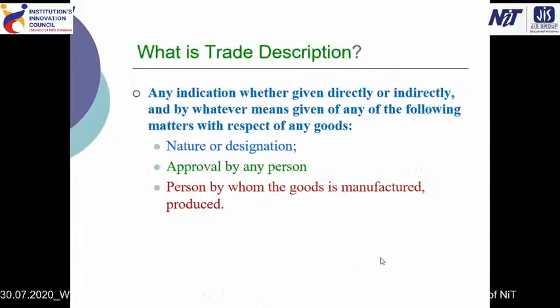Next, the trade description is very important. Suppose someone copies an Apple phone and another company says it made it, with another name, but it is not true and not fair. This is called trade discrimination. This is a very illegal process. Trade designation is an indication, whether given directly or indirectly, by the following matters in respect of any goods: the nature of designation, approval by any person by whom the goods are manufactured or produced. Next.